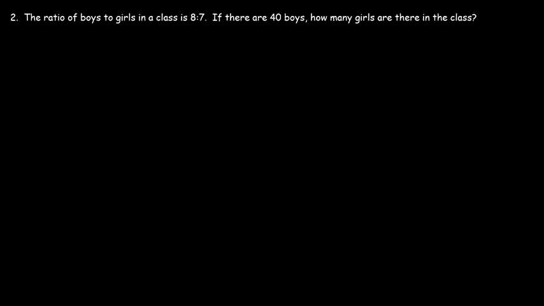Now let's move on to number 2. The ratio of boys to girls in a class is 8 to 7. If there are 40 boys, how many girls are there in the class? So what we're going to do is put the information relating to the boys on the left side and the information relating to the girls on the right side.